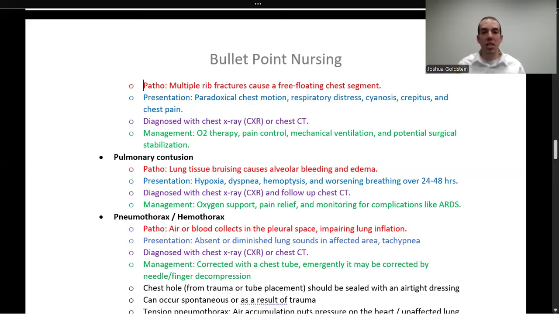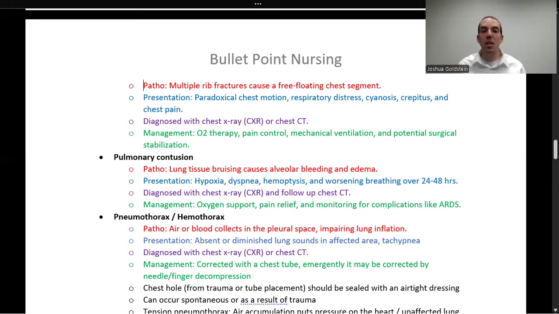This is diagnosed with a chest x-ray and a follow-up chest CT. And how is this managed? With oxygen, with pain relief, like we already said. Or I'm sorry, I'm looking in the wrong place. This is managed with correcting that issue of there being air or blood in the pleural space.